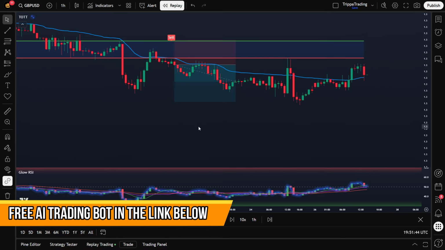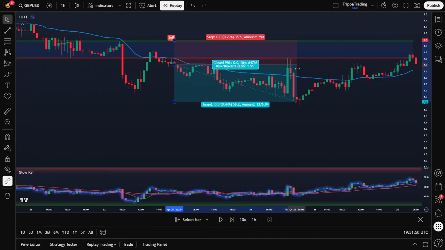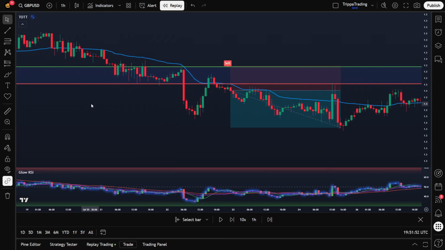Don't jump in on the same candle as the signal if it's small or indecisive. Let the market show intent. The next candle usually tells you everything.